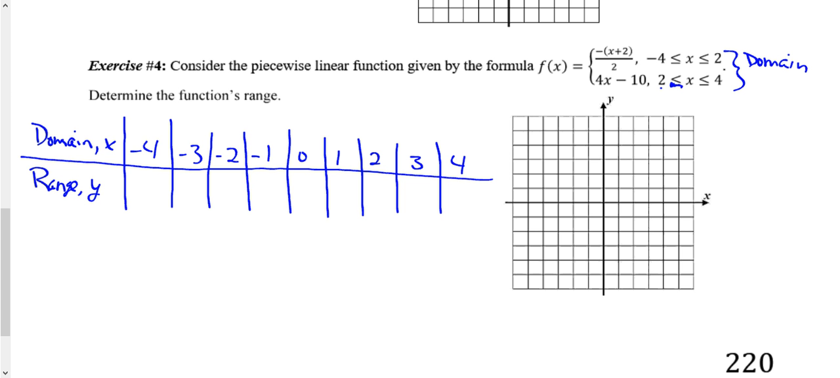Okay. So when we do -4, which of those are we going to put it into? The top function or the bottom one? The top, because it falls into this top domain, doesn't it? Okay. So I could mess this all up with calculations and stuff here.